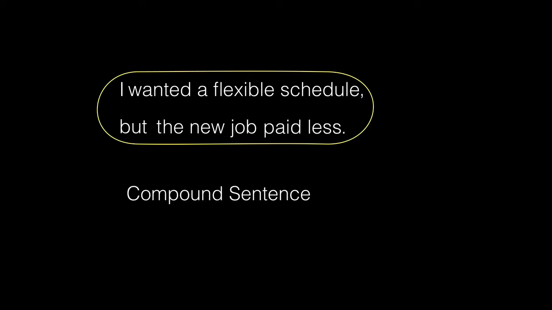Now, if I wanted to combine these two sentences, I wanted a flexible schedule, the new job paid less. This isn't a relationship of addition. It's actually a relationship of what's called contrast. So instead of using and, the word that we use when we want to show contrast is but. So again, this is a compound sentence, and again, I have a comma.